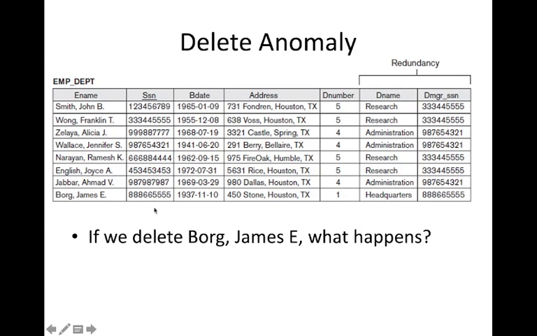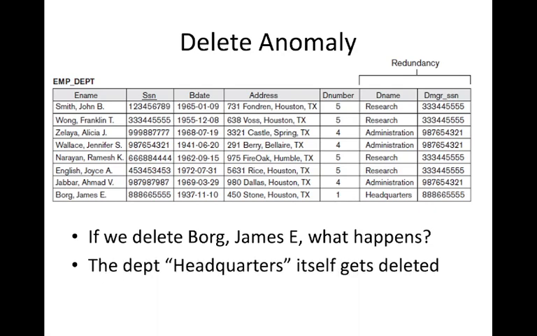Okay, so we want to delete Bo because he has left the company, and we want to delete this Bo James from this table. What happens is this department will also get deleted because he is the sole employee in that department. No other person is working in department number 1. So if there is an employee who is the sole person employed in a particular department, and if you try to delete that person, this deletion anomaly occurs. This department will also get deleted, so that information will also be lost because of this. We call it a delete anomaly.